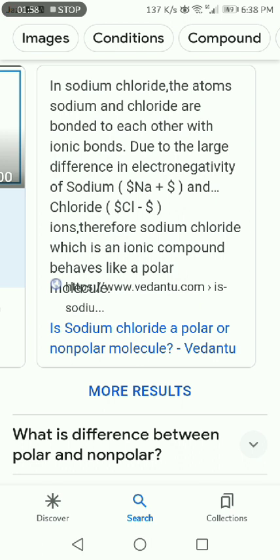In sodium chloride, the sodium and chloride atoms are bonded to each other with ionic bonds due to the large difference in electronegativities of sodium and chloride ion. Therefore, sodium chloride, which is an ionic compound, behaves like a polar compound.